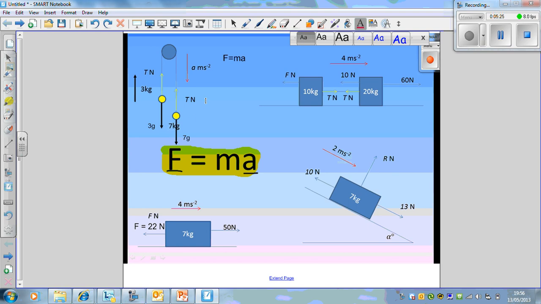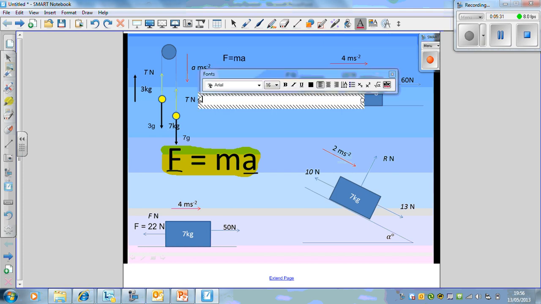So for this 7 kilogram object, because it's going down this way, the acceleration is going down this way, the net force is going to be 7g minus T. Okay, 7g minus T because it's traveling down that way. And that's equal to ma. The mass is 7, the acceleration is a, we don't know what the acceleration is, so that's equal to 7a. The other equation, now this object is moving upwards, so the net force now is going to be the other way around, T minus 3g, and that's going to be equal to 3a, because the acceleration is the same going upwards, but this time the mass is 3 kilograms.